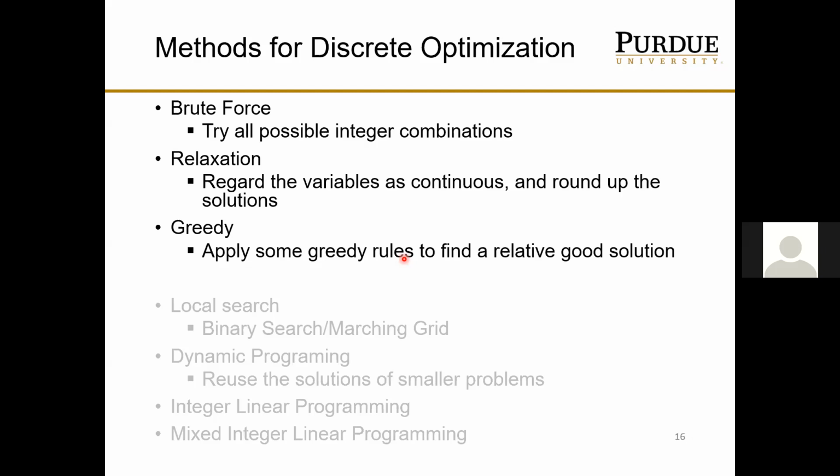And the next lecture will introduce the remaining 3. The 3 methods at the bottom are marked in gray color. These 3 methods are pretty decent, but also very hard. So today we're going to talk about the 3 simple ones, right? The first one will be brute force, then relaxation, and the third one will be gradient. So that will be the total of 3 things.